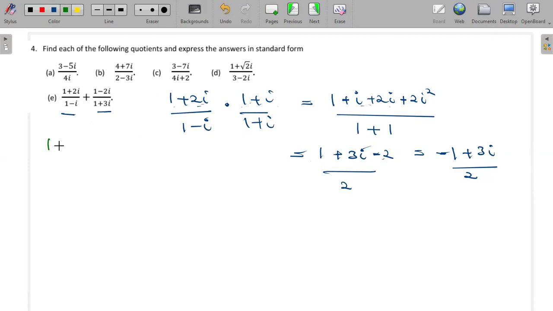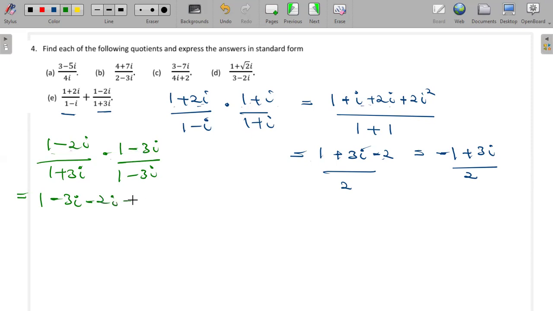So the next one, you have (1 - 2i) over (1 + 3i). Multiply again by the conjugate, so the sign changes to negative 3i, then (1 - 3i). So this is going to be equal to, on top, 1 multiplied by 1 is 1. 1 multiplied by that 3i gives you negative 3i. Negative 2i multiplied by 1 gives you negative 2i. Then this by that gives us positive 6i squared.